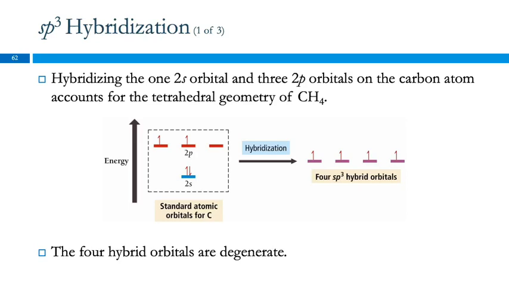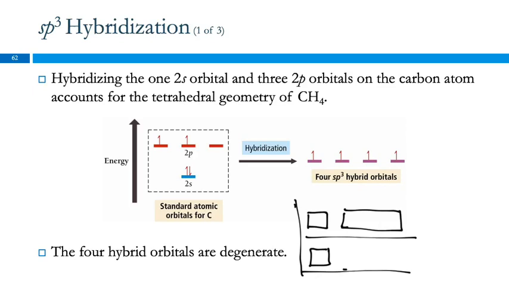So here's the hotel analogy. We're looking at the second floor of this hotel, right? So on the first floor, second floor. So here's the s room, here's the p room with 3 beds. What we're going to do here in hybridizing these is we're remodeling the rooms. So instead of having 2 different rooms, we're going to combine this into one room, and it's going to have 4 beds.